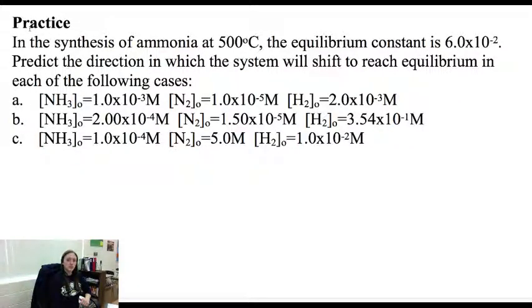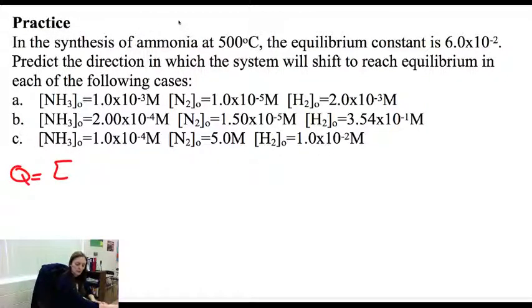Okay, so let's try this example here. I'm going to make ammonia. We give the constant for equilibrium, and I want to know which way the system will shift to reach equilibrium. So let's look back at our Q here. Q is products over reactants.